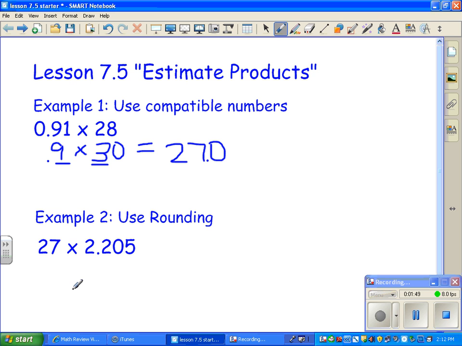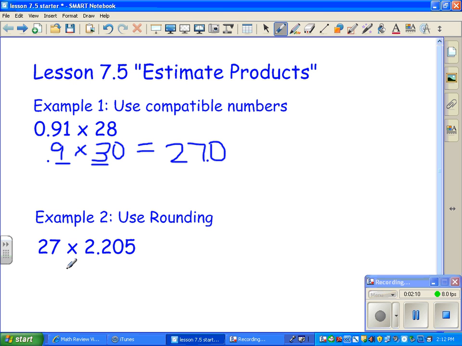Now let's go on to example 2. This is to show us how to use rounding. Now with rounding, we have a specific set of rules. If the number behind it is 5 or above, we round up. If it is 4 or below, we keep it the same. Let's look at our example here, 27 times 2 and 205 thousandths.